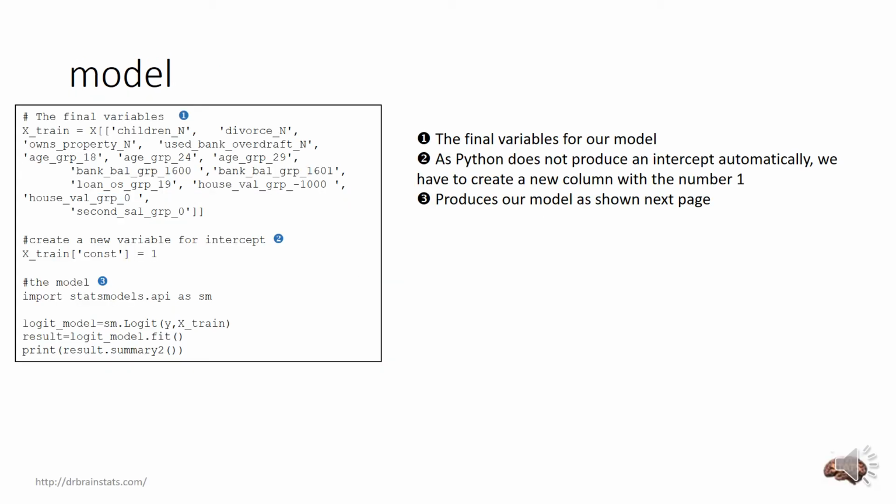And finally, our model code. Step 1. These are the final variables we want to include in our model. Step 2. As Python does not produce an intercept automatically, we have to create a new column with a number 1. And step 3. Our model, which we can show on the next page.